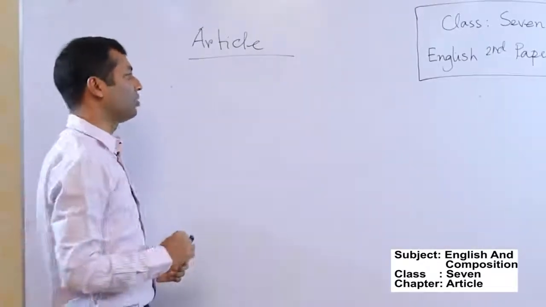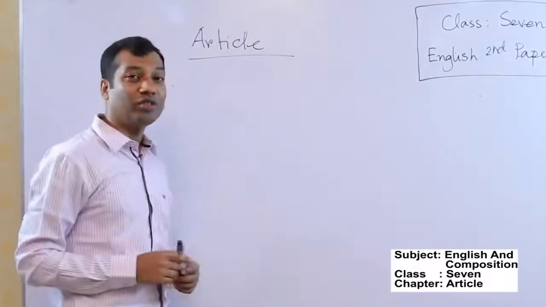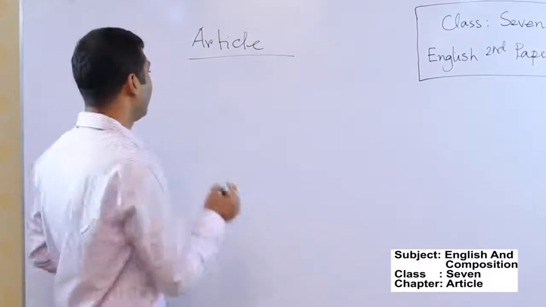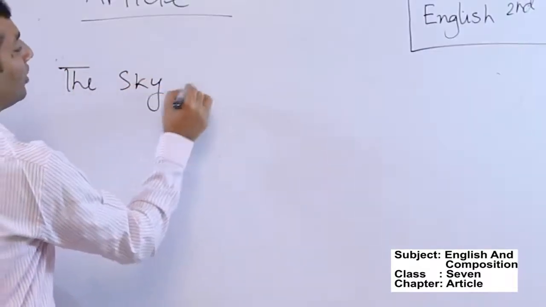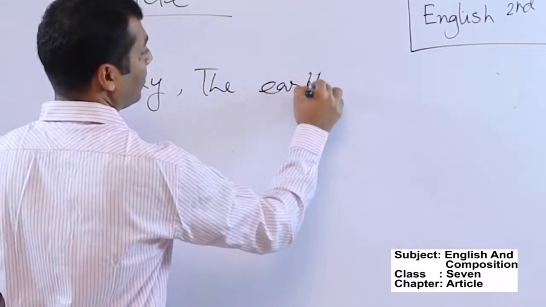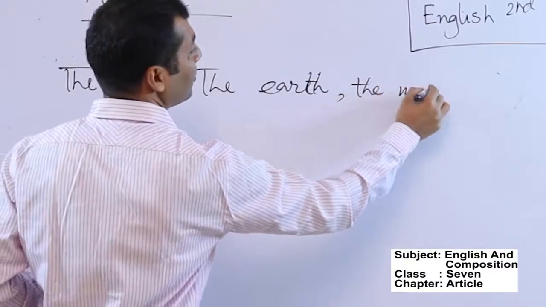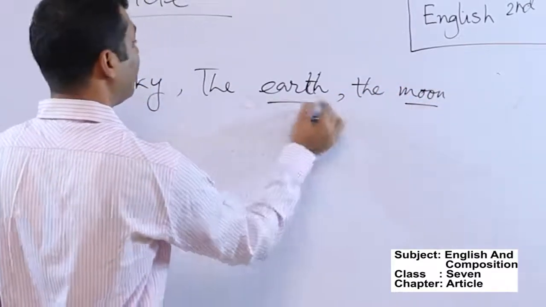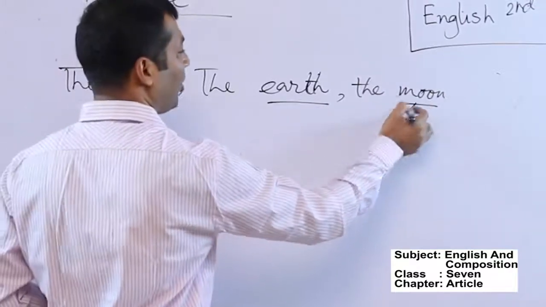There are some things which are unique in their position in the world. These unique things always take the article before them. For example, the sky, the earth, the moon. So these are the things which are unique in their position in the world, and these names always take the article the before them.